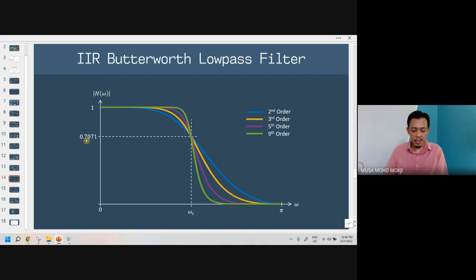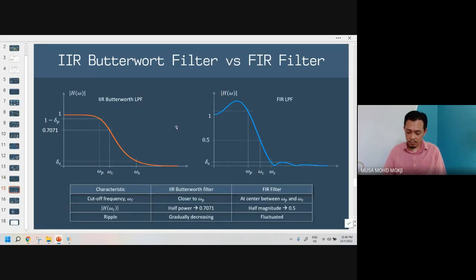And the cutoff frequency at 0.7071. So actually this is a difference. This is omega C for FIR, it is at 0.5. And this omega C for IIR is at 0.7071. A difference, because this one comes from the Butterworth low pass filter. So why is it 0.7071? We know that 0.5 is half magnitude, so why is this not half?